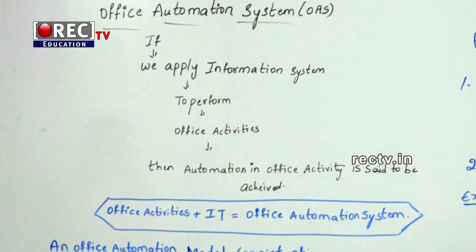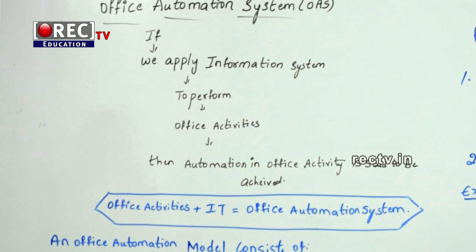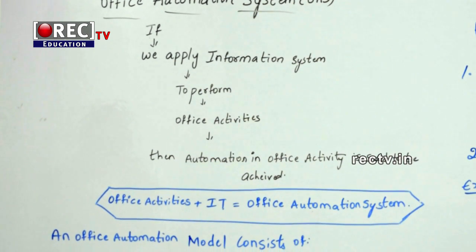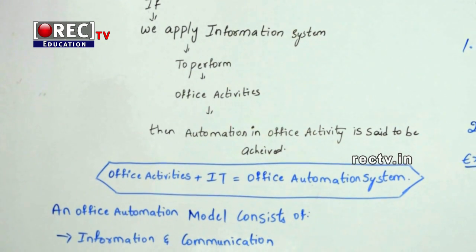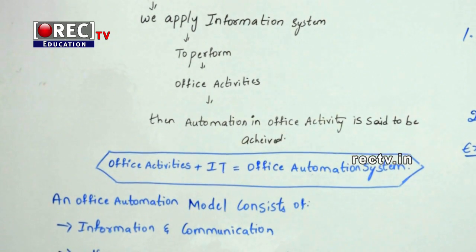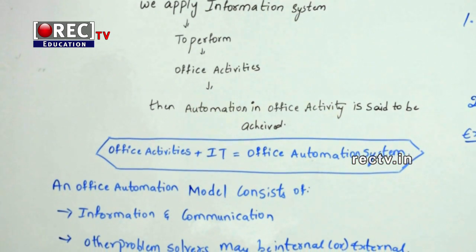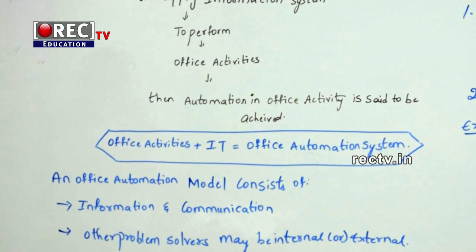By the above steps, we can frame a simple formula, that is office activities plus information technology or information system is equal to office automation system. Now let's see some examples for office automation system.